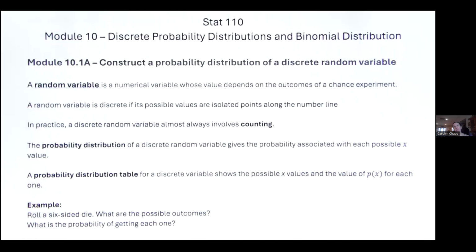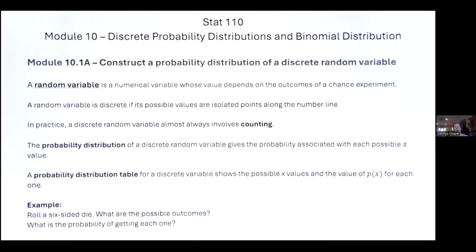When we say probability distribution, we're going to be looking for the probability of all of those outcomes happening. So first of all, a little bit of terminology, and then we'll jump right into some examples and more things that go along with this idea.